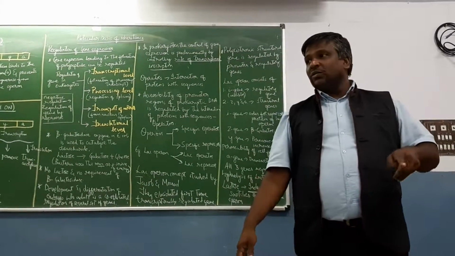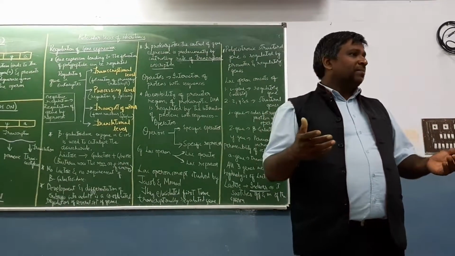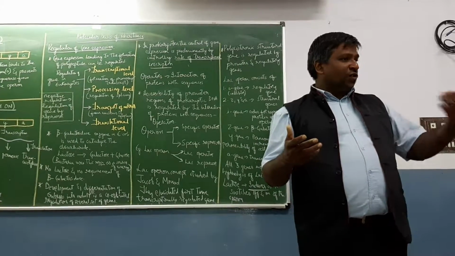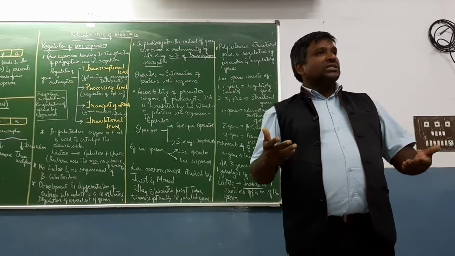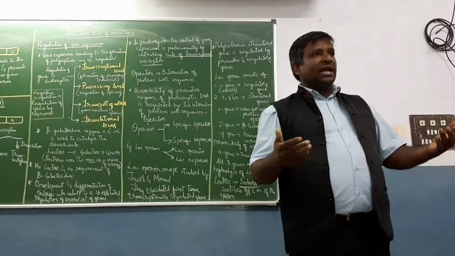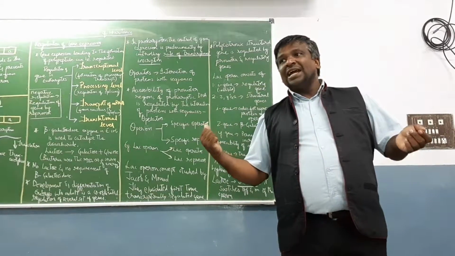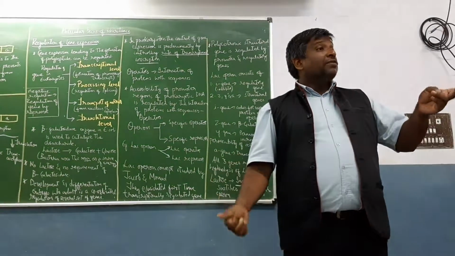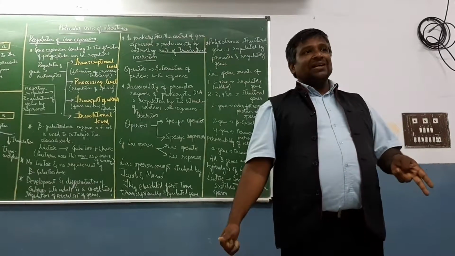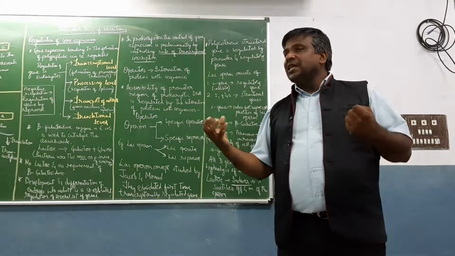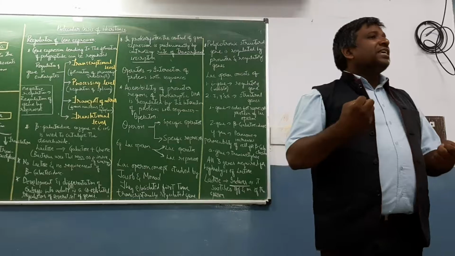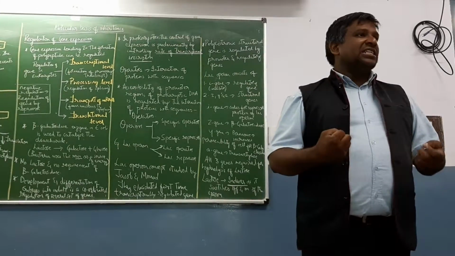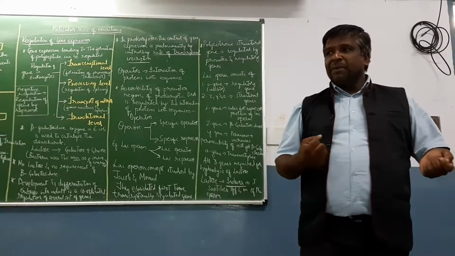glucose and galactose. Lactose is milk sugar. Fructose is fruit sugar. Sucrose is cane sugar. You know about all that. So lactose is a disaccharide. It will be broken down into glucose and galactose. During that time, energy is liberated, which is utilized by the E. coli bacteria.